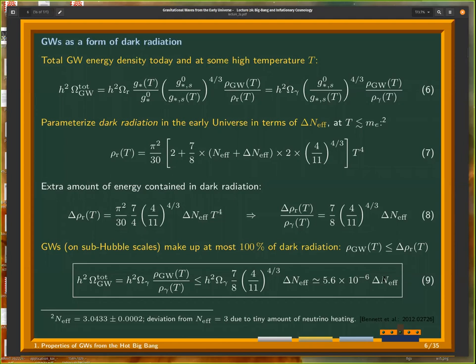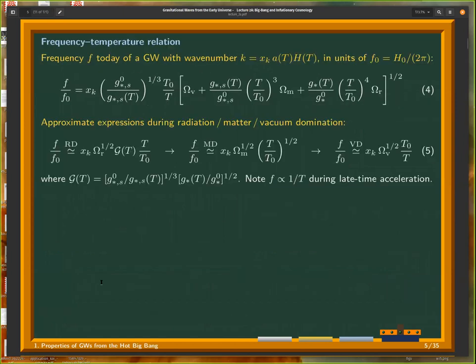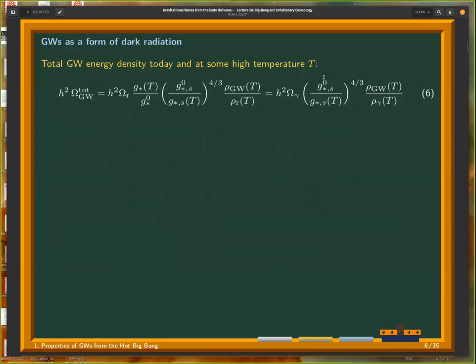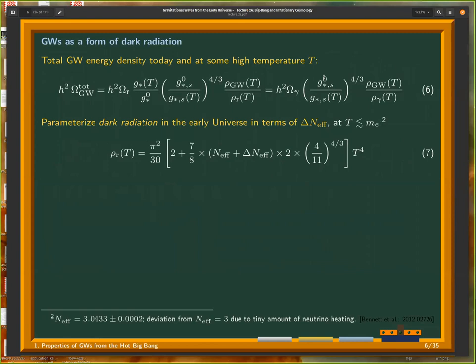And now you can do your cosmological observations and try to constrain delta N effective based on BBN analyses and CMB observations. And whenever you have a constraint on delta N effective, you plug it into this equation here, you multiply by this number, and you get a bound on the total amount of energy in gravitational waves. And this would also then give you an upper bound on how much gravitational waves can contribute here on the right-hand side of this relation. So this is maybe a better answer to the question that was just asked.